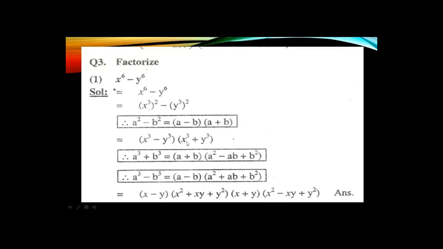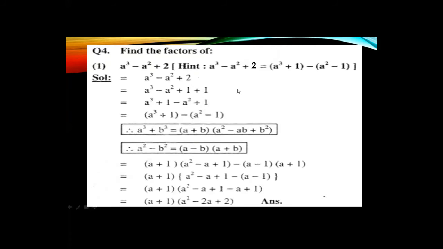And then now we'll open this using the formula for sum of two cubes, that it will become x plus y, x square minus xy plus y square. Okay, now this is the answer of question number 3, part 1.